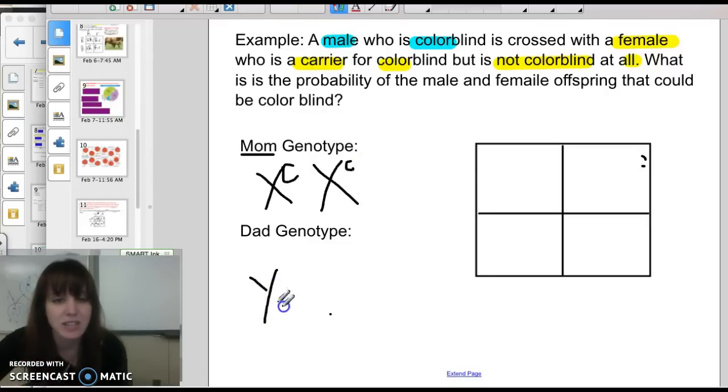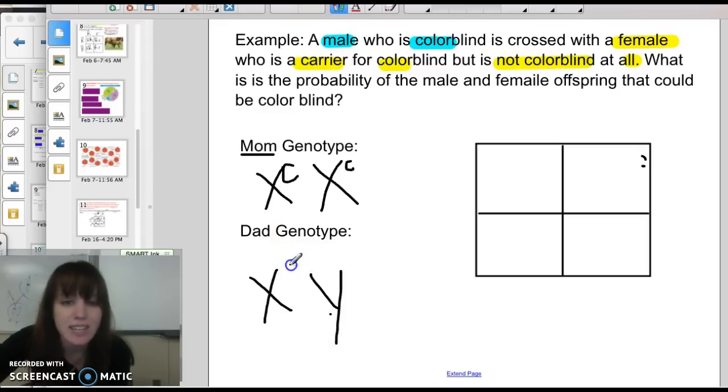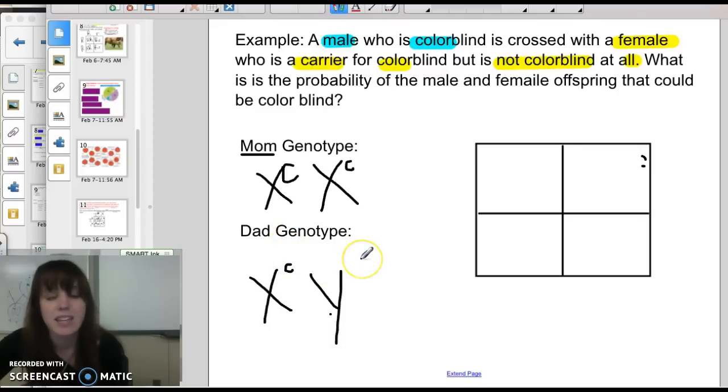Dad, on the other hand, is XY, okay? And he is colorblind, so he's going to have that recessive allele. And he can't be a carrier because he has it or he doesn't, right? He has it and he doesn't have another X chromosome to cancel it out. So males are either colorblind or they're not. They can't be carriers.